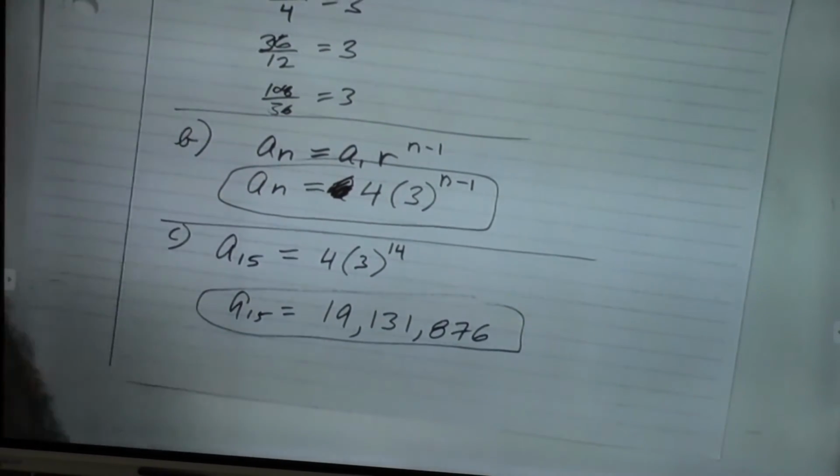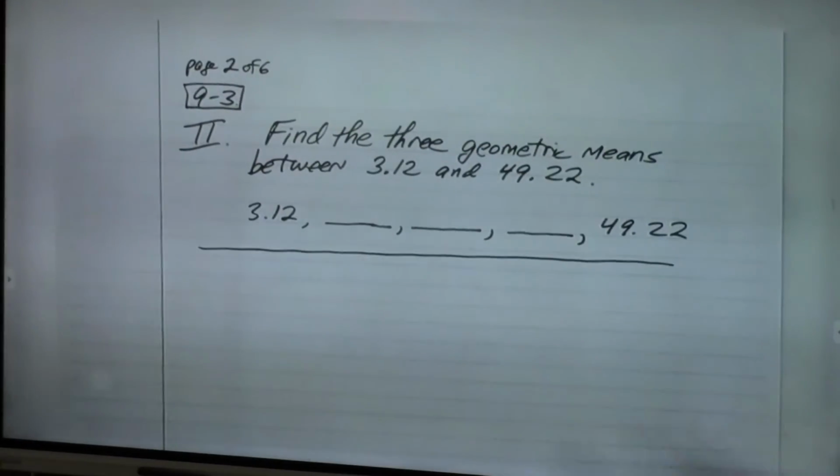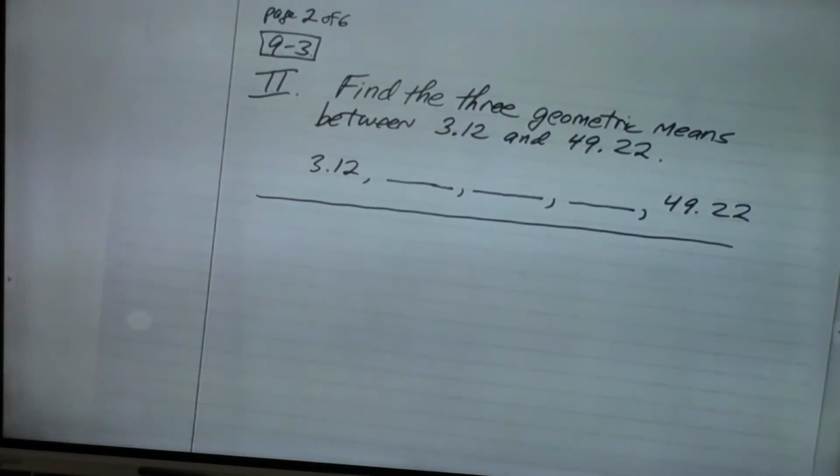Okay, now, the second thing that we're going to do in this section is to find the geometric means between two numbers. The mean is just the average. With arithmetic things, you just add up two things and divide by 2, and you get the exact middle.